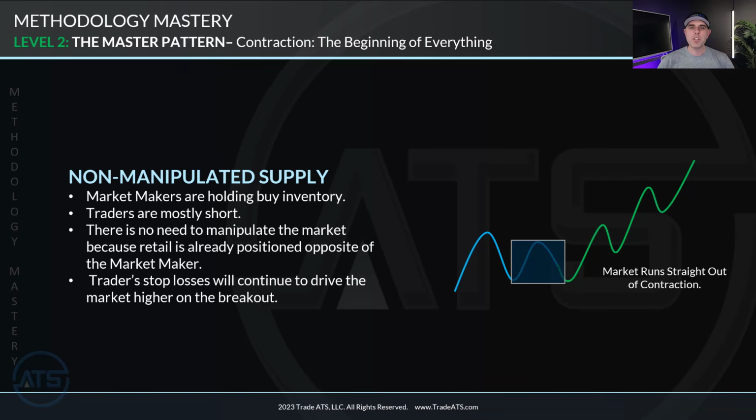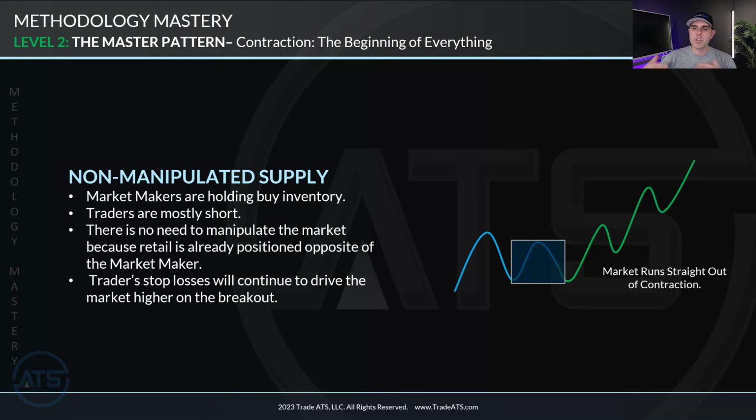So in this situation, the market makers are holding buy inventory. Traders are already mostly net short. Okay, so what kind of situation does that create? Well, for the market makers, there's no need to manipulate the market because retail is already positioned opposite of the market maker. If the market maker inside their positive selection portfolio is already holding a lot of buy inventory, just let the market run.